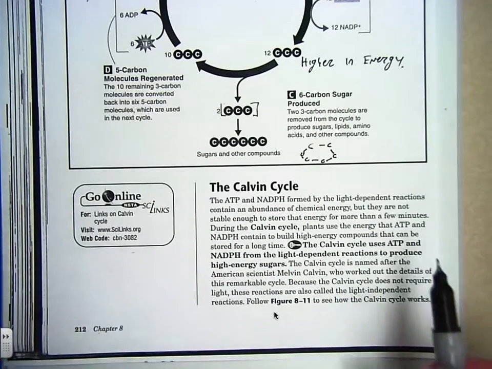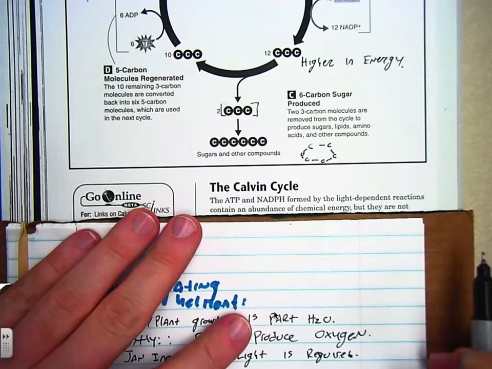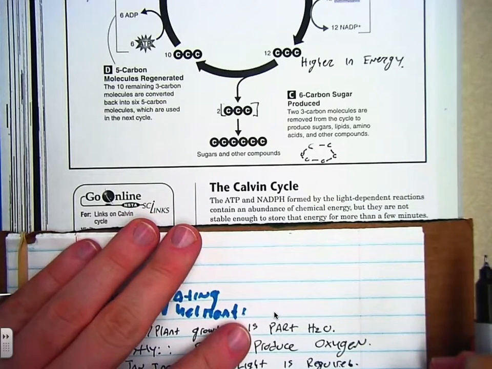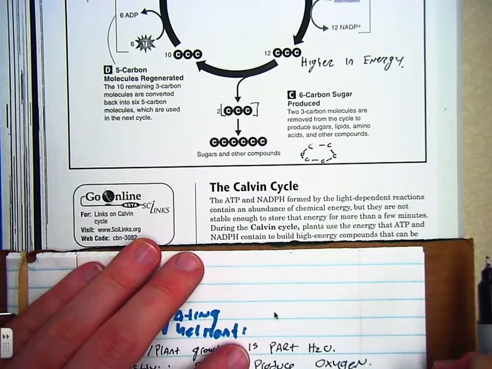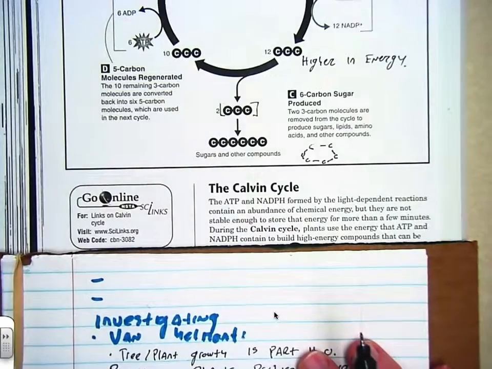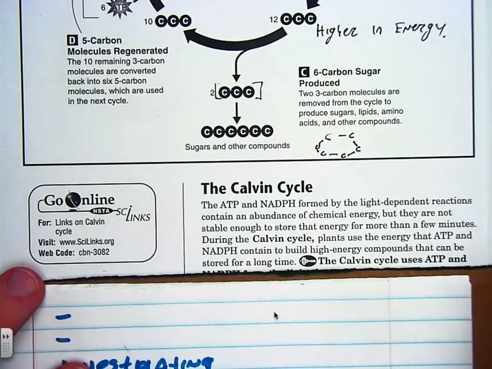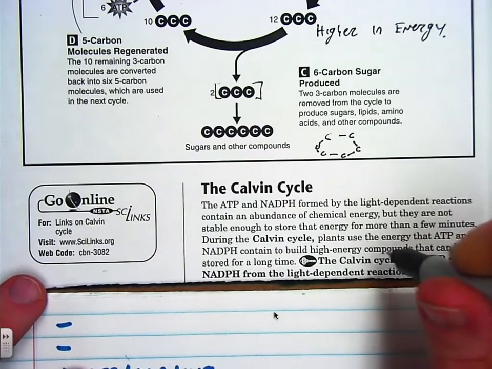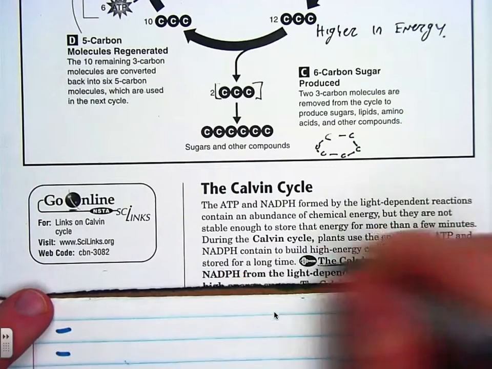Let's read about it. The Calvin cycle. The ATP and NADPH formed by the light-dependent reactions contain an abundance of chemical energy, but they are not stable enough to store that energy for more than a few minutes. During the Calvin cycle, plants use the energy that ATP and NADPH contain to build high-energy compounds that can be stored for a long time. The Calvin cycle uses ATP and NADPH from the light-dependent reactions to produce high energy. Oh, yeah! That is a great thing I want you to know.